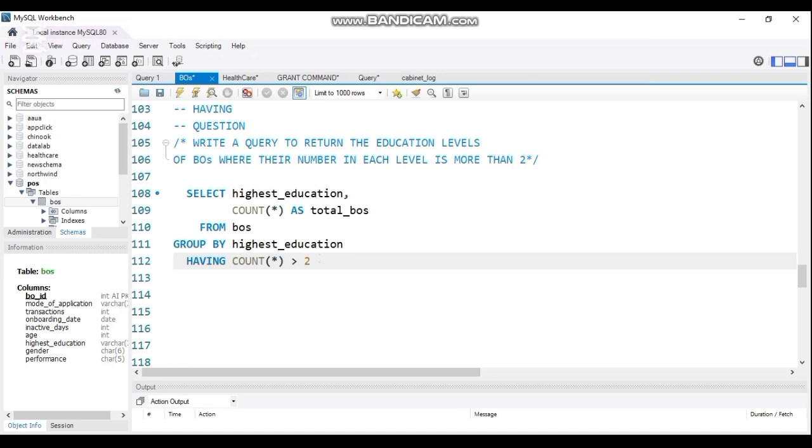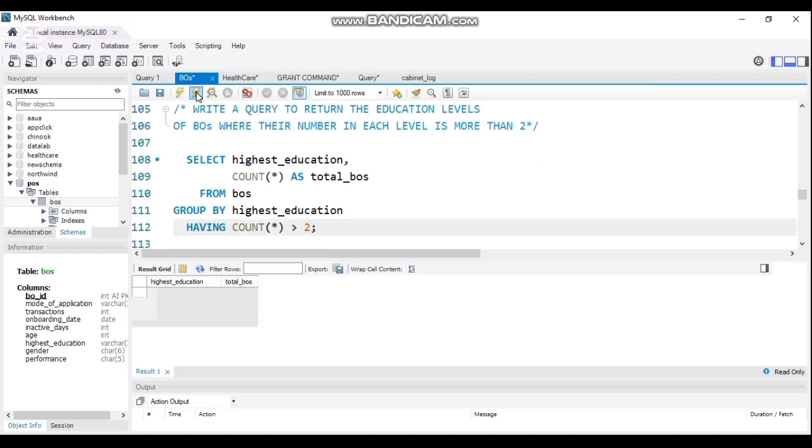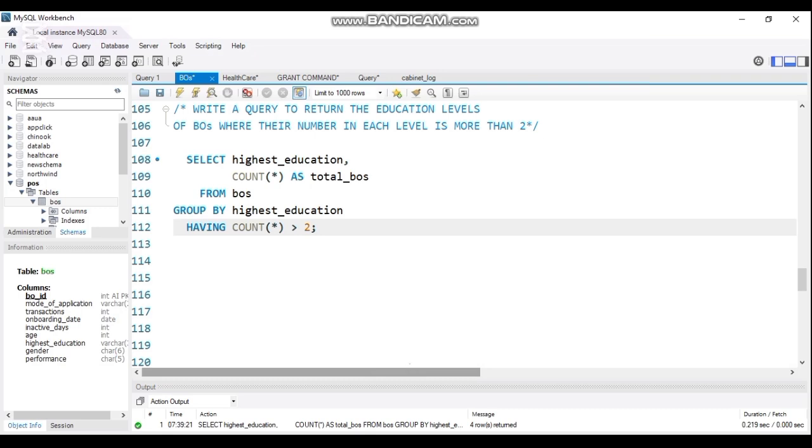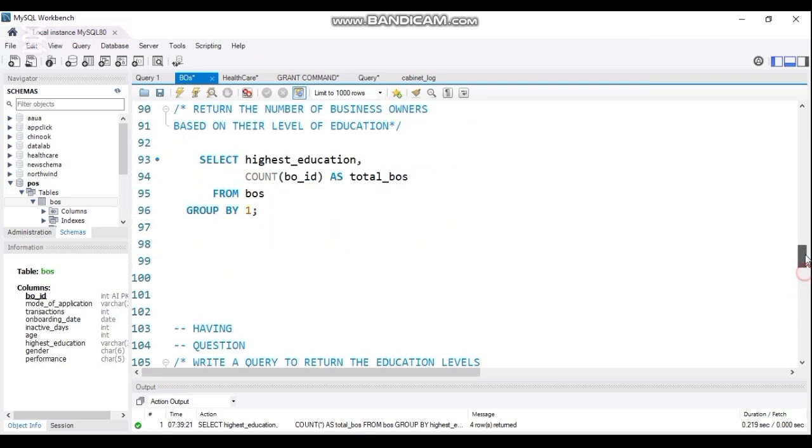And we will run this to check our result. Now, we see that we have just four highest education levels here instead of 5. We have the college, high school, bachelor's degree, high school or below. If you have been following us, you know that one of these is missing. We have more than 4.